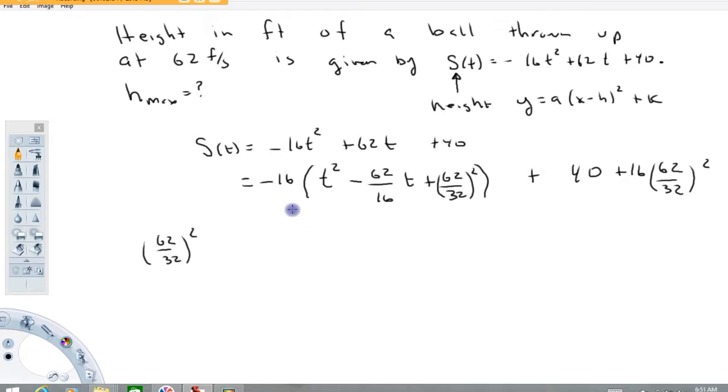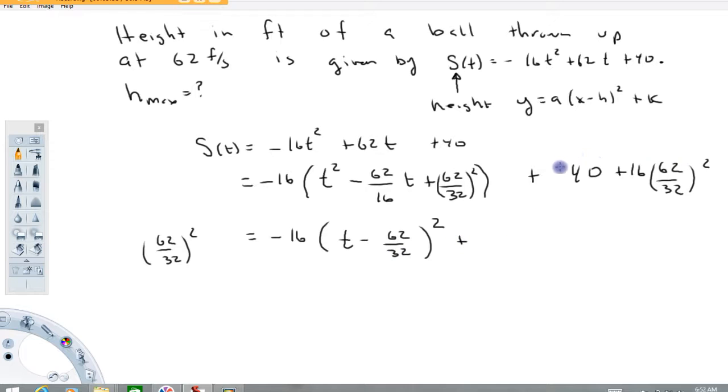When these numbers get kind of tough, just follow the procedure for the easy ones. The same procedure applies to all of these problems. So this equals minus 16 times t minus 62 over 32, the quantity squared. You can tell what this is going to be by looking at the last term: whatever's here has to square and give you this, so it's got to be 62 over 32.